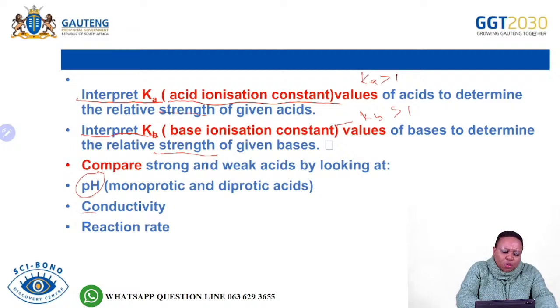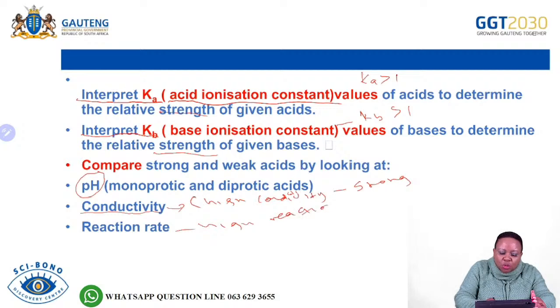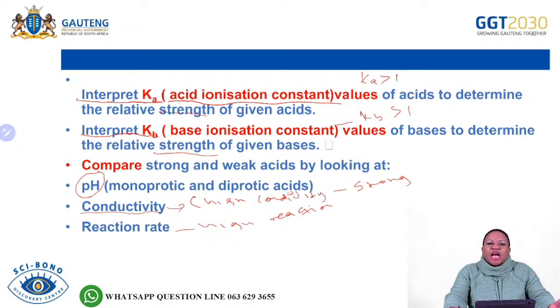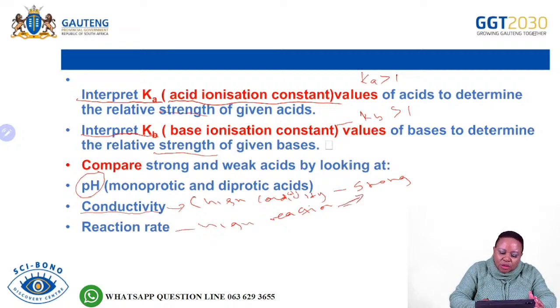And also we need to talk about conductivity, which is what we emphasized previously: whenever we have a high conductivity, it means the acid is strong. And also when we have a high reaction rate, it indicates that the acid or base that is reacting is strong. However, the examiner just needs us to know the reactivity and the conductivity in terms of strong acids and weak acids. So we'll only compare strong acids and weak acids in terms of conductivity and also in terms of the reaction rate.